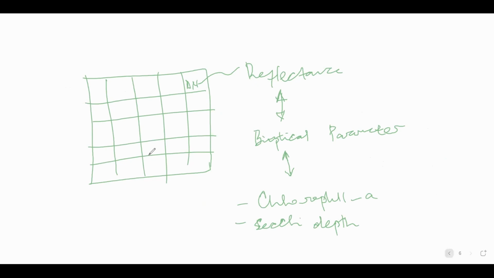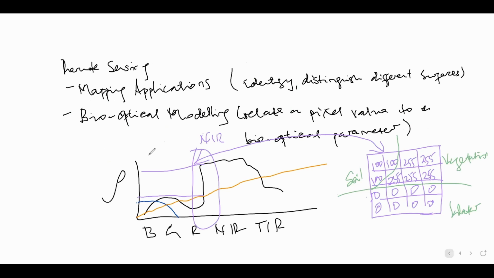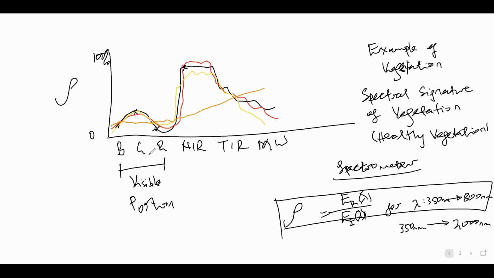So that's what we mean by optical model. We measure reflectance, but we use reflectance to give us an idea about a bio-optical property. That's an example of bio-optical modeling. But where does it come from?